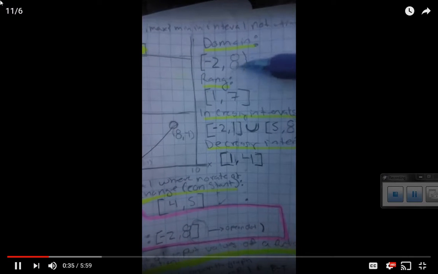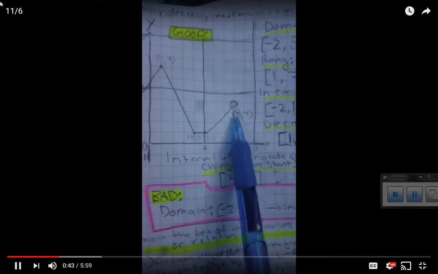My domain is boxed off -2, 8 curved, because for domain we're going left to right. So it would be from this point to my open point, and it's always the x-axis for domain.